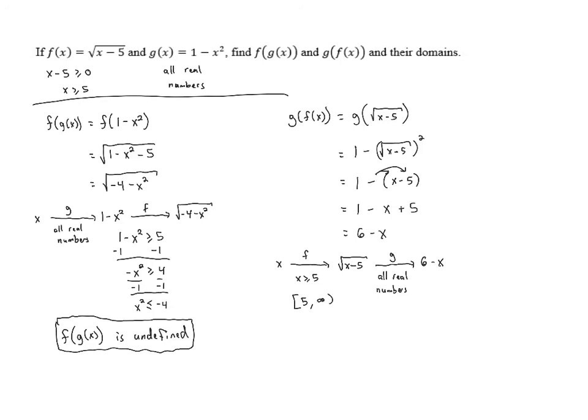So our final answer is that g of f of x is going to be 6 minus x, and the domain of this composition of functions is going to be the interval from 5 to infinity. And there we go.